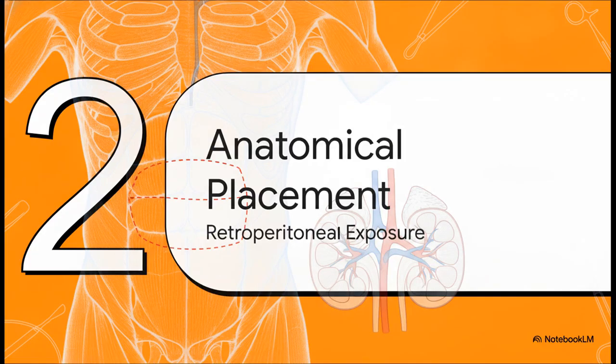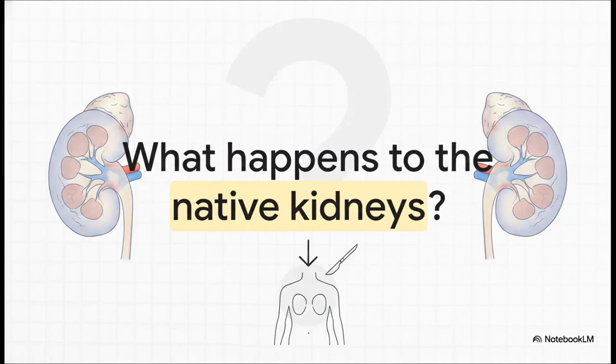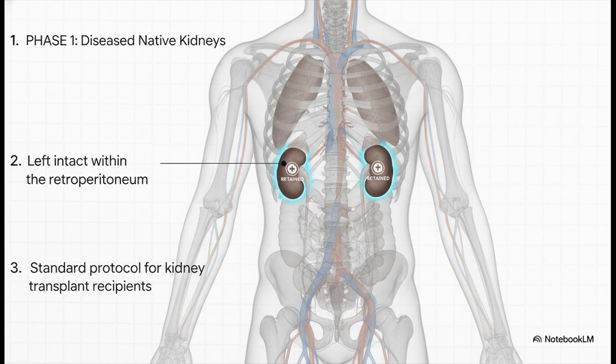Moving right along to Phase 1, anatomical placement, specifically retroperitoneal exposure. Now, whenever we talk about heterotopic placement, there's this one major, kind of counterintuitive question that always pops up. What actually happens to the native kidneys? I mean, if you have a diseased, failing organ, the logical assumption is you've got to take it out first, right? Well, actually, no. They remain completely intact within the retroperitoneum. The recipient gets to keep their original kidneys. Surgeons just leave them entirely alone unless there's a really specific, severe clinical reason to do otherwise.